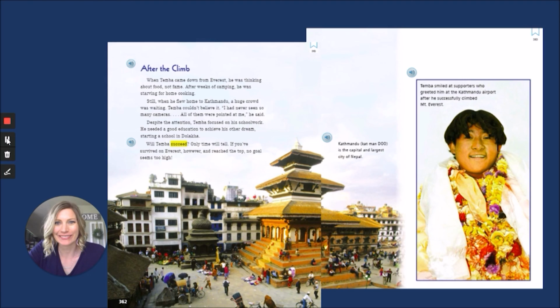The caption on this page says, Kathmandu is the capital and largest city of Nepal. And there is Timba. Let's read the caption with his photo. Timba smiled at supporters who greeted him at the Kathmandu airport after he successfully climbed Mount Everest.